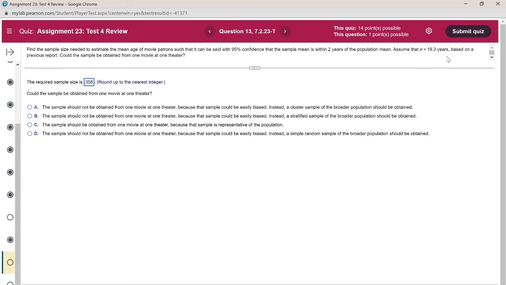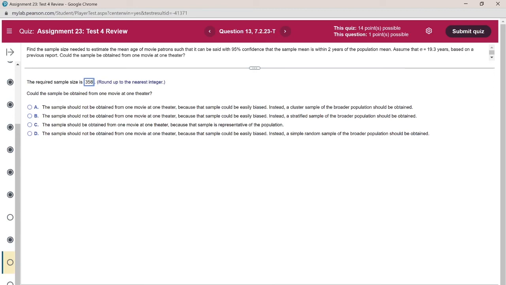Now the question is, assume that this is the standard deviation based on a previous report. Could the sample be obtained from one movie at one theater? The answer is the sample should not be obtained from one movie at one theater, because that sample could be easily biased. Instead, a cluster sample of a broader population should be obtained. That's the first option. The sample should not be obtained from one movie at one theater because the sample could easily be biased.